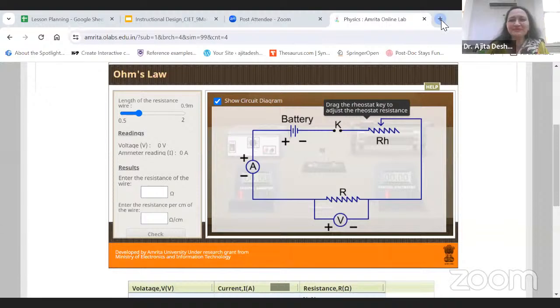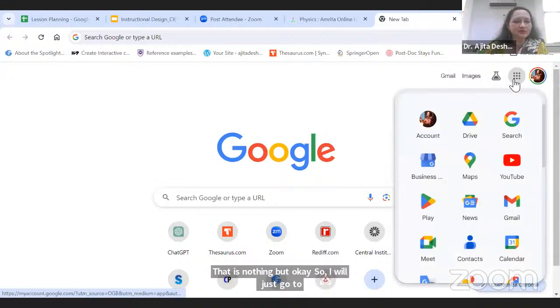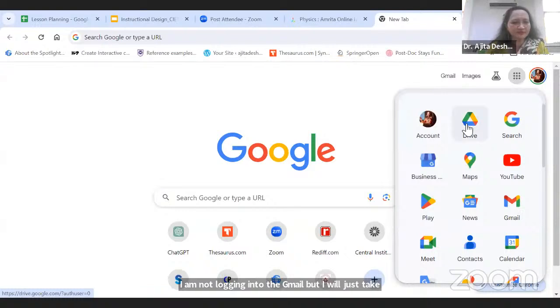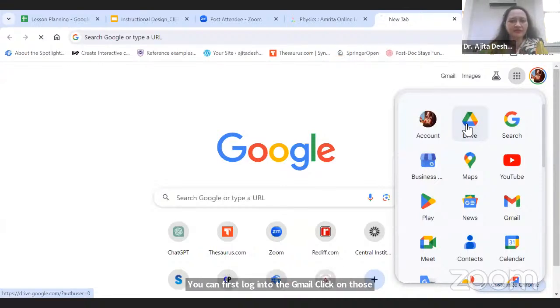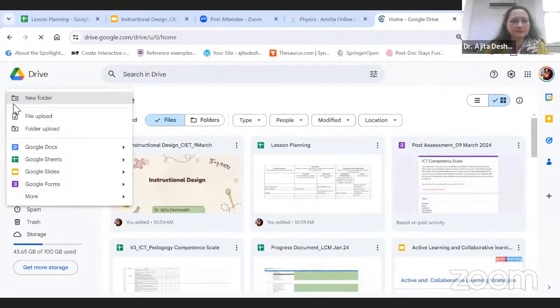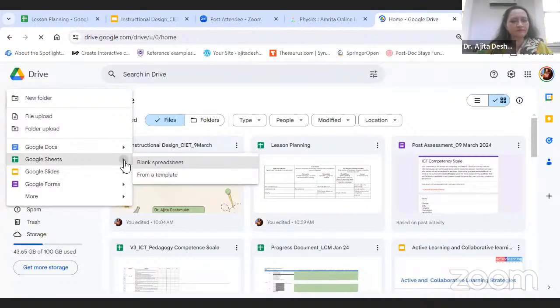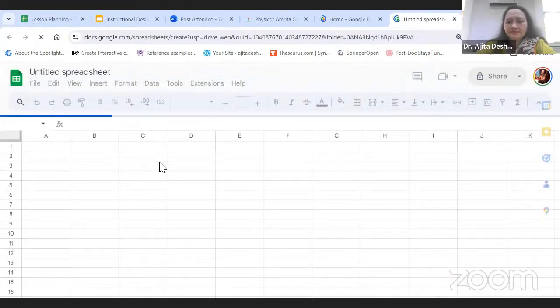So I will just go to, I'm not logging into the Gmail, but I will just take you straight to my drive. You can first log into the Gmail, click on those nine dots that are there. You will have a drive link here. I will just create new and then take it from Google Sheet and then blank spreadsheet. That's it.